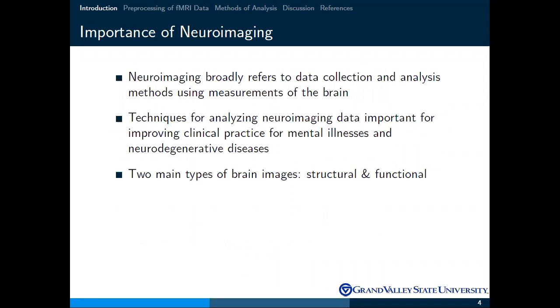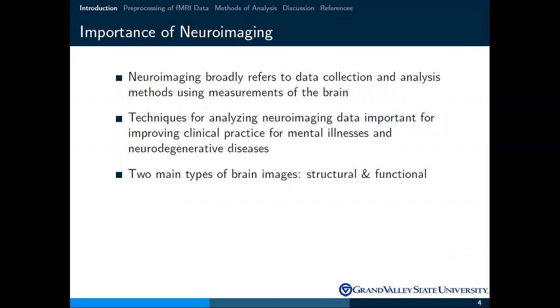Neuroimaging, which broadly refers to the field of data collection and analysis methods related to brain measurements, can help us improve understanding of issues like mental illnesses and neurodegenerative diseases like Alzheimer's disease and Parkinson's disease. So neuroimaging as a tool is very useful for clinical practice and clinicians in potentially improving understanding of these issues and developing better treatments moving forward.